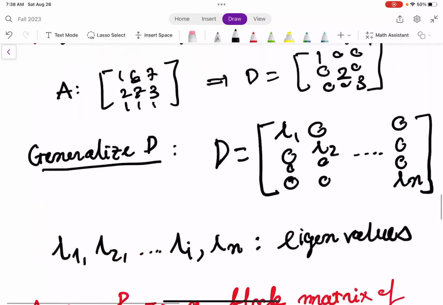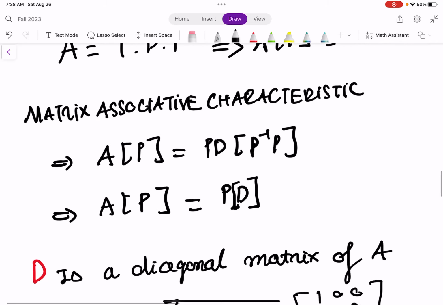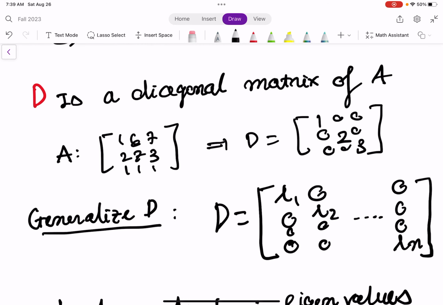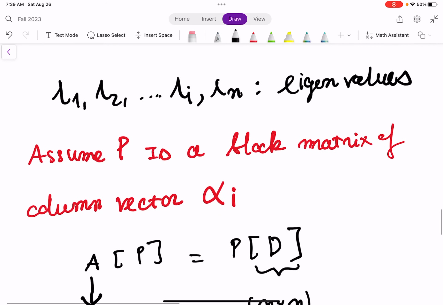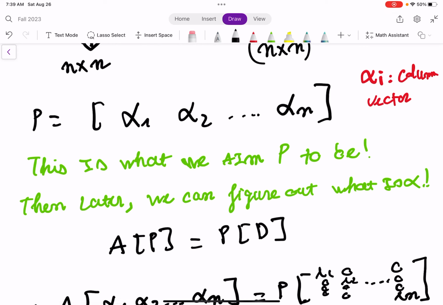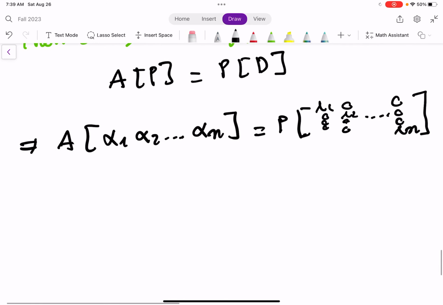So let's recap what we did. We did some manipulation to arrive at AP equal to PD. We say D is the diagonal matrix of A, which contains all the eigenvalues. And for P, we used some manipulation and made an assumption. We want to treat P as a collection of column vectors alpha. And from this point on, in the next video, we'll figure out what alpha is.